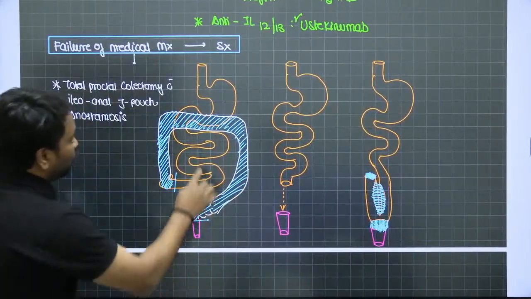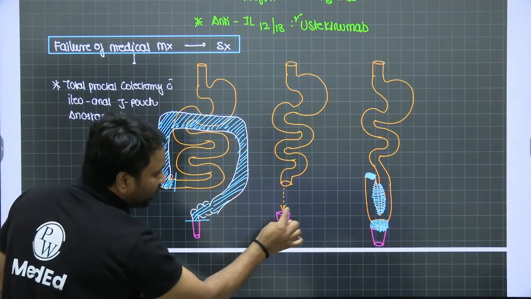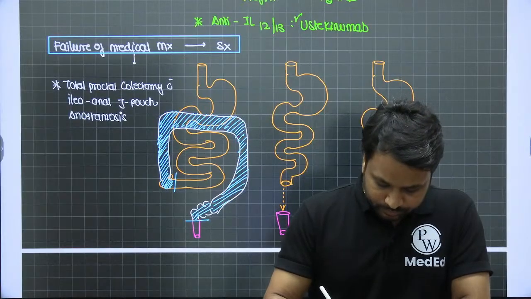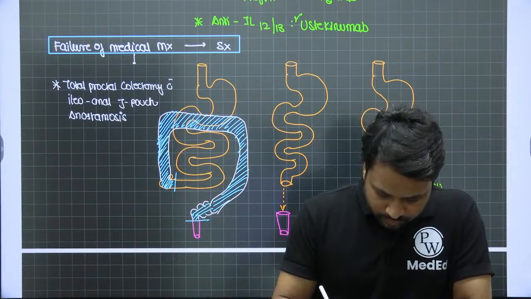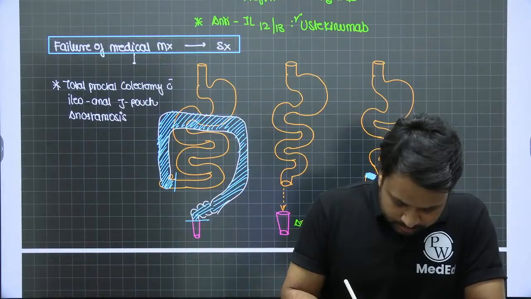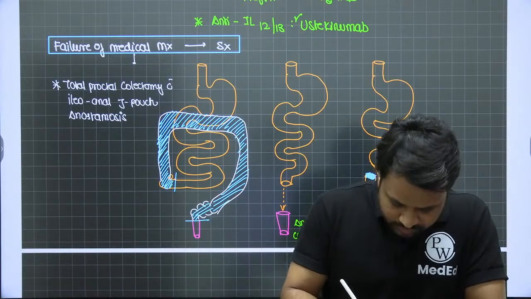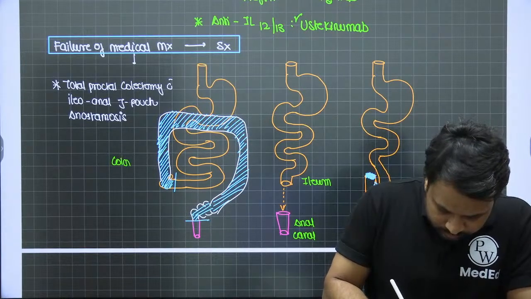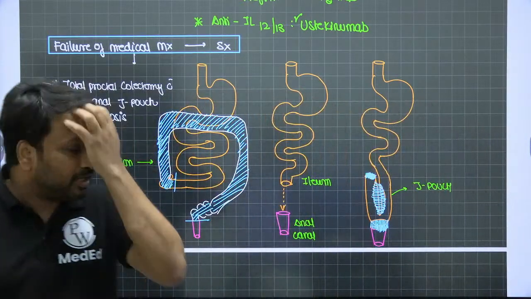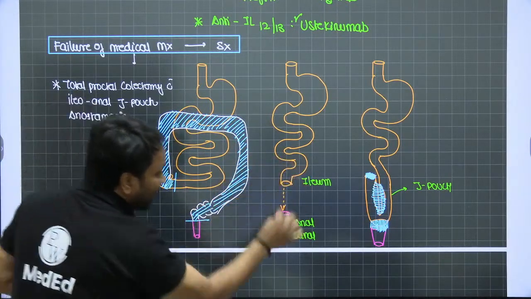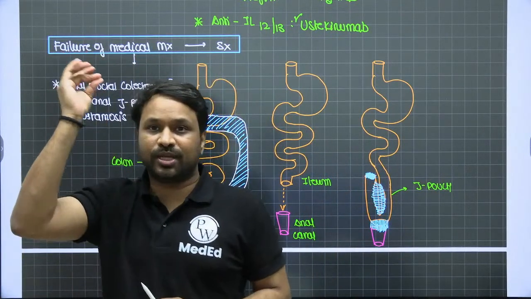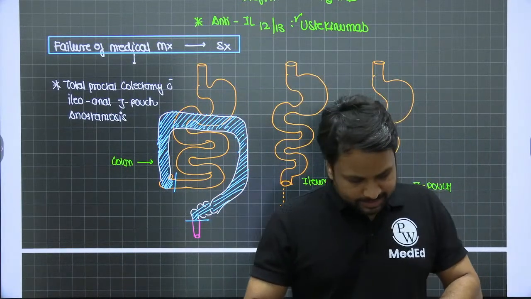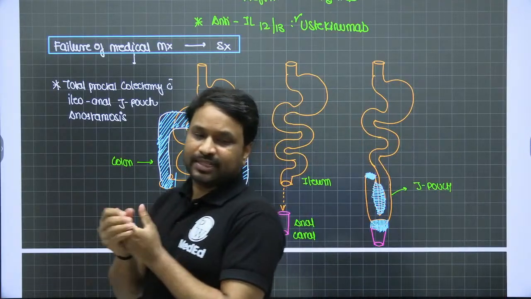So this is total proctocolectomy with ileoanal J pouch anastomosis. Okay? So that's your J pouch. This is your anal canal. This happens to be your ileum. This is your entire colon. So if you look at the entire diagrammatic representation, total proctocolectomy with ileoanal J pouch anastomosis, that's the surgery of choice for your ulcerative colitis. Is that clear?